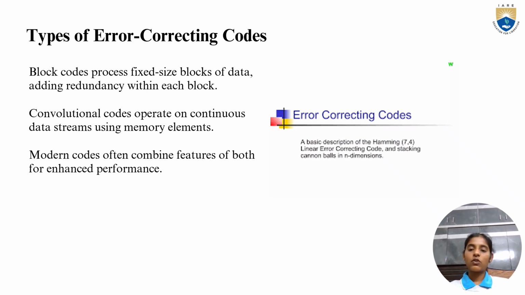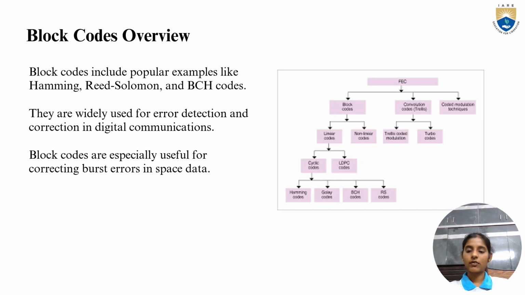Convolutional codes encode data in a continuous stream using a sliding window approach. Examples: Viterbi codes and turbo codes. Modern codes often combine features of both for enhanced performance. These categories are not mutually exclusive, and many codes can be classified under multiple categories.